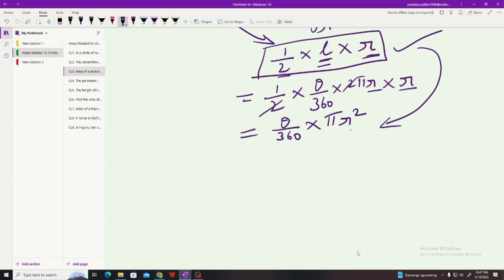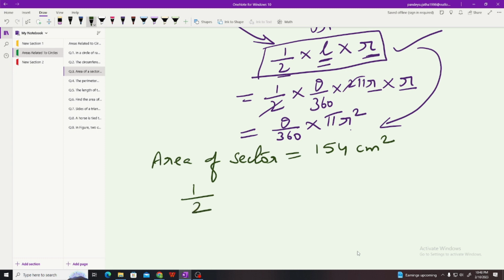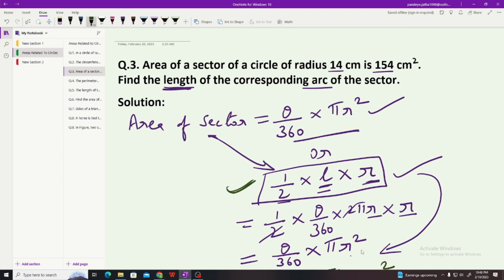So in this question, area of sector is given here as 154 centimeter square. And as right now I just discussed with you, we should be using the formula half into L into R, which is also the area of sector. And this is equal to 154 centimeter square. So here we are given with the radius, length we need to find, and radius is given here as 14 centimeter.